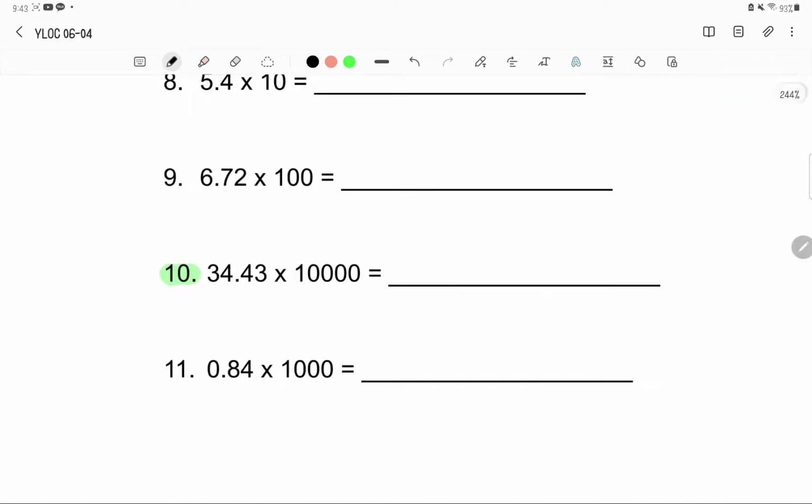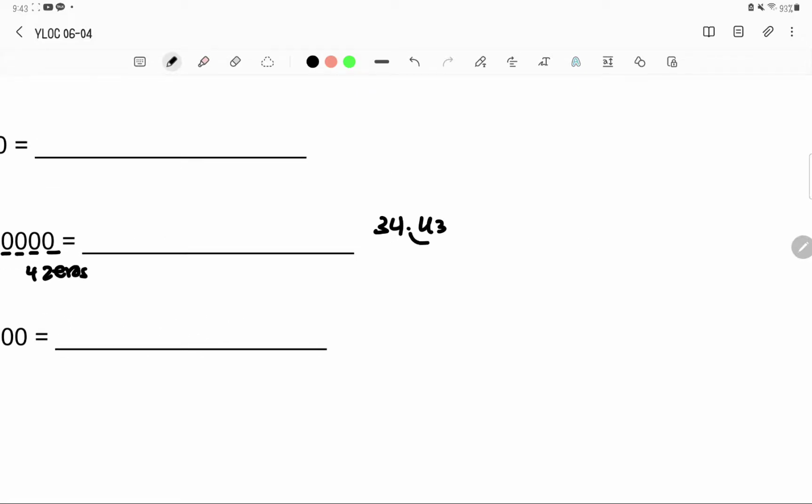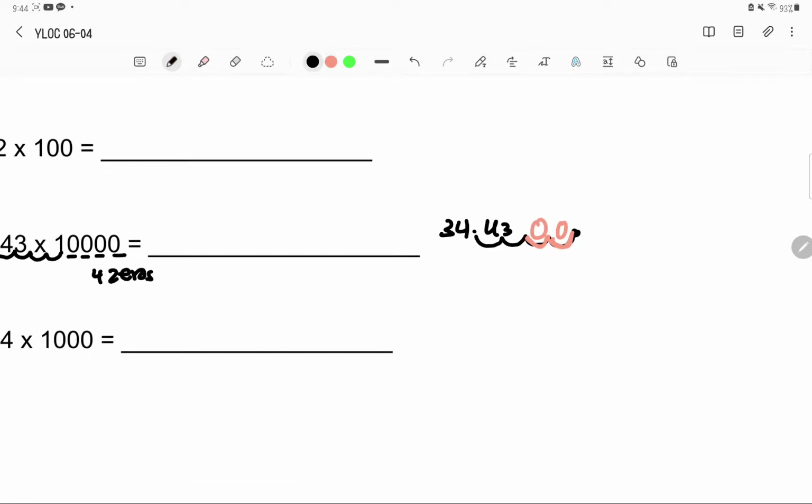And this one, you just count the number of zeros. How many zeros are there? So 1, 2, 3, 4, right? 4 zeros, so you move to the right. 1, 2, 3, 4. As you can see, we don't have numbers after it, right? We moved 4 times to the right, but we don't have numbers. That means you can just put zeros in those places. So the answer has to be 3, 4, 4, 3, and 0, 0.